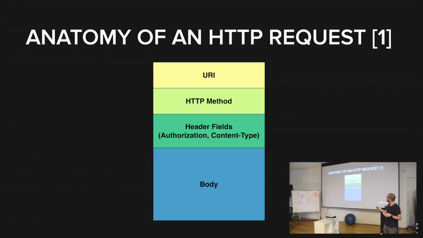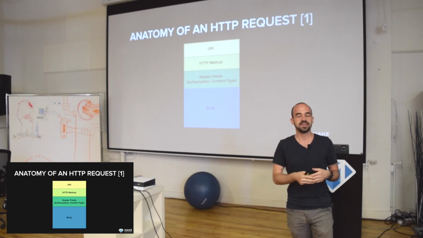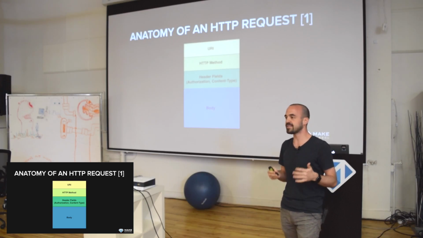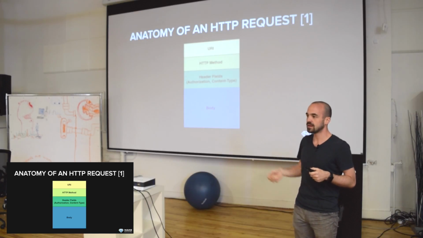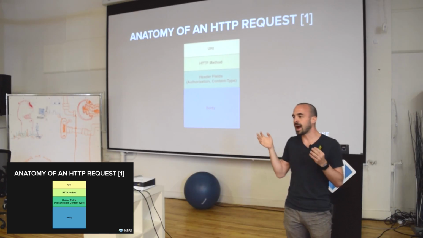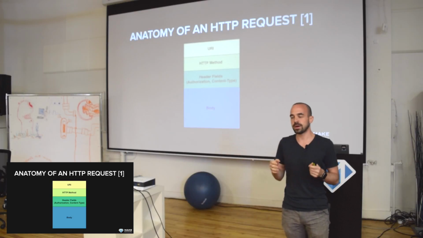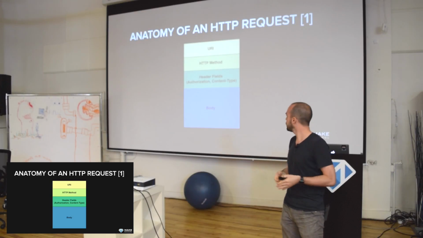A second aspect is an HTTP method. We're going to talk about that in the API design section a few slides later. But essentially, the HTTP protocol defines different methods that tell the server what you want to do with this resource that you specified. So you can say, I either want to get the resource, or I want to modify it, or I want to delete it.